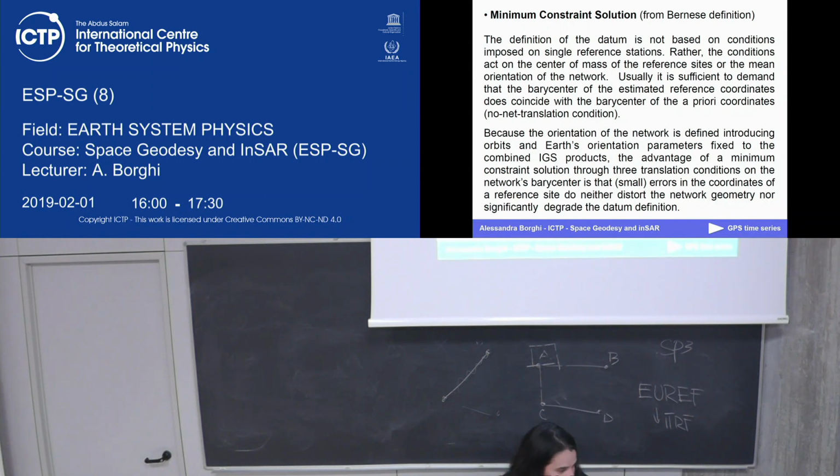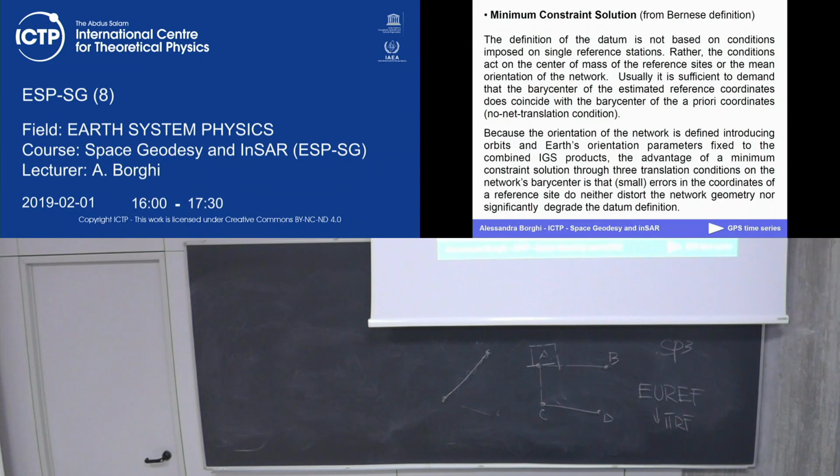Because I use just this, you fix this parameter, the orbit and the Earth orientation, because in the software you also have to give the Earth orientation parameters, because you have to pass from the ITRS system, the ITRF frame, to the celestial reference frame, related to the stars. We have seen that we have two reference systems.